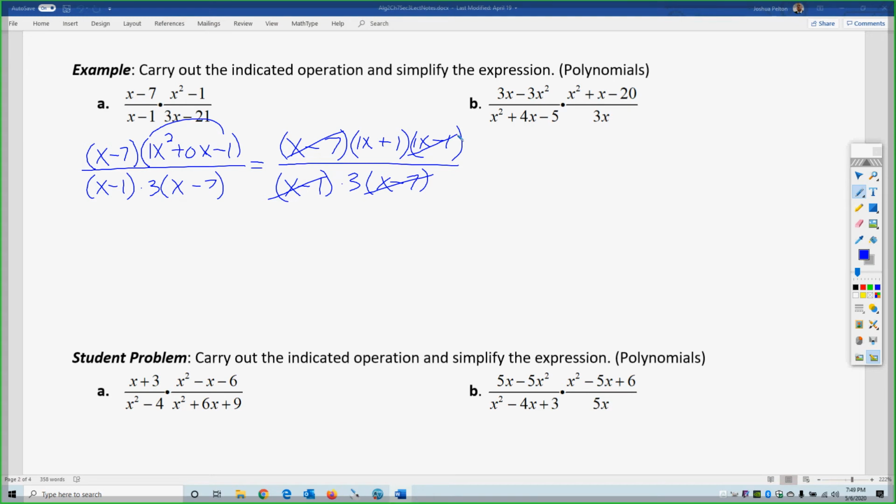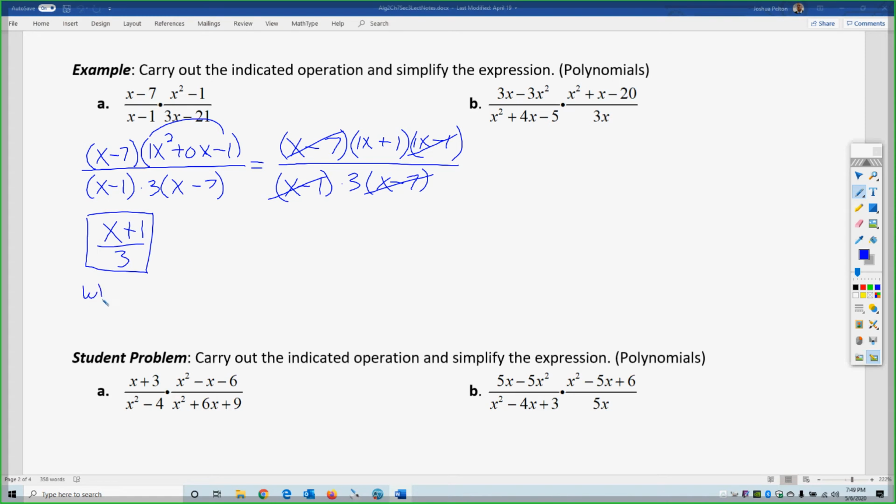So I'm left with a final term of x plus, my pen messed up there. Let me erase that real quick. For some reason the x jumped to the second line. x plus 1 over 3 is what's left.